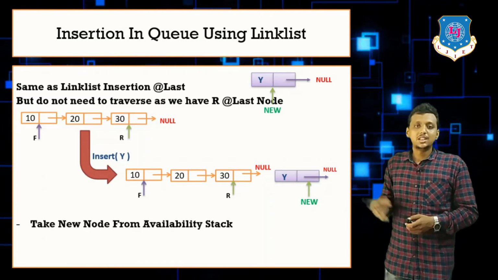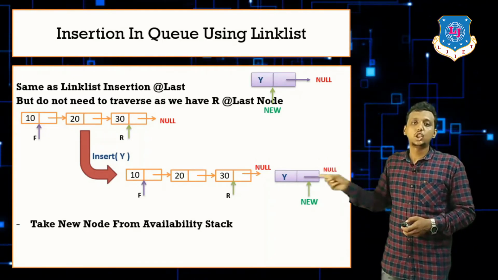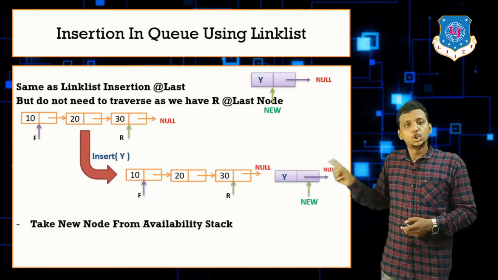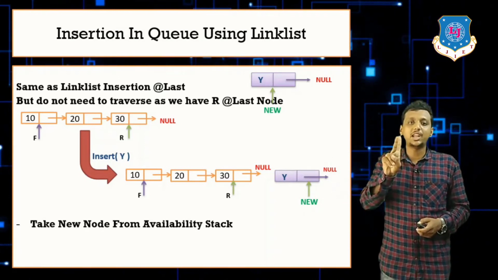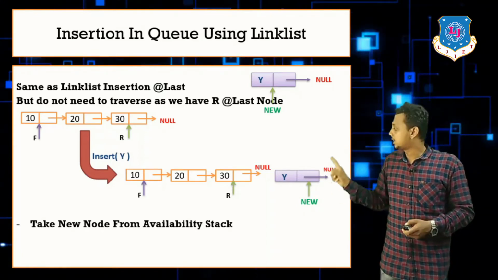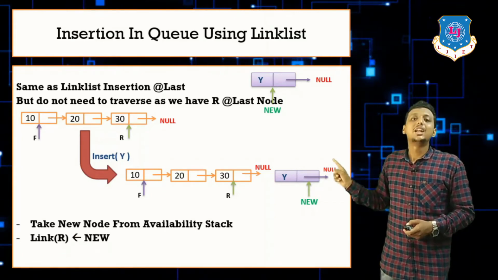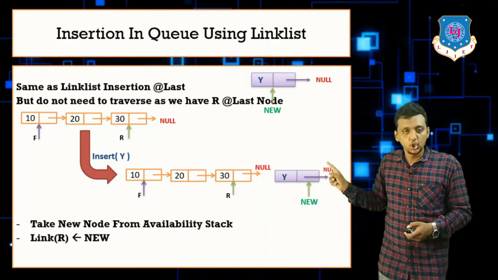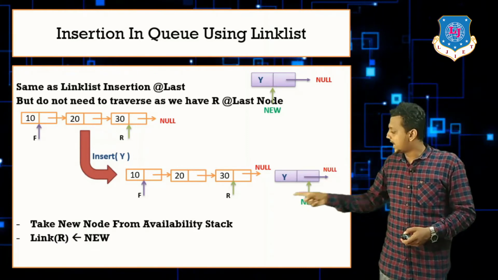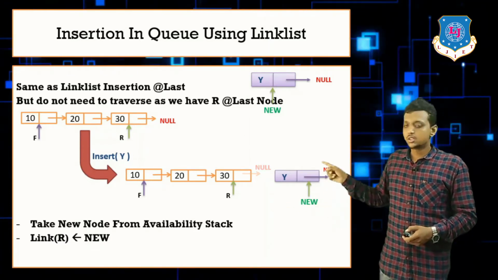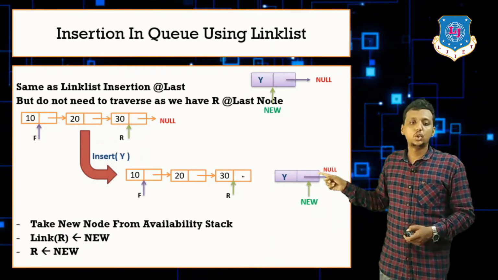Now what to do? Just connect the link of the rear to new. Link of the rear to new. So there are only 2 steps, students. Number 1, connect the link of the rear to new. That is link of R arrow new. So here it is, link of R arrow new. So that link of R is connected to new.